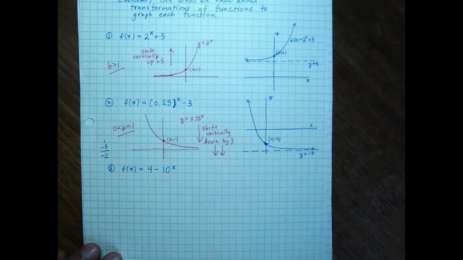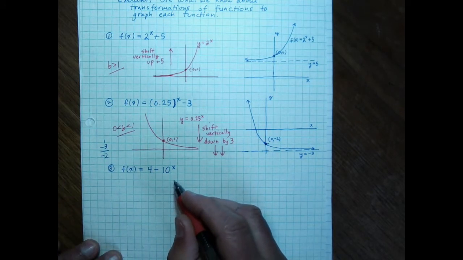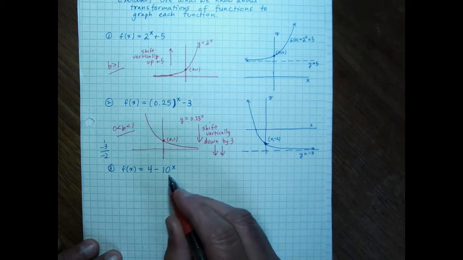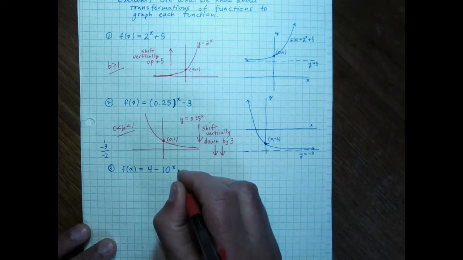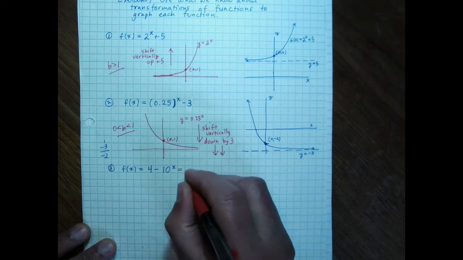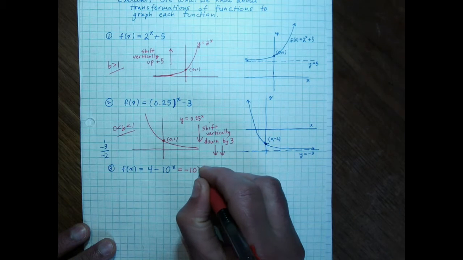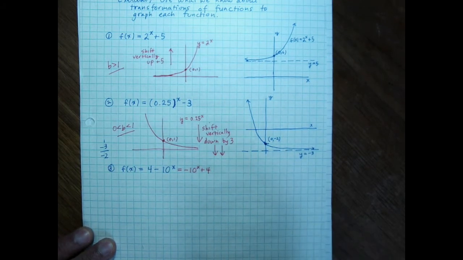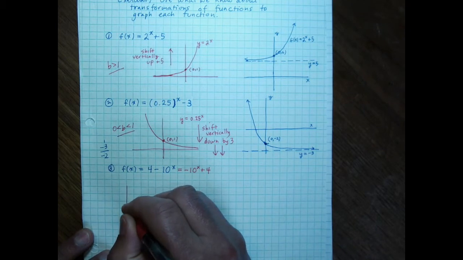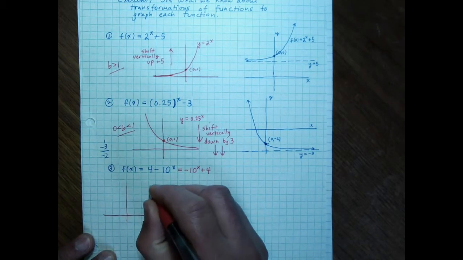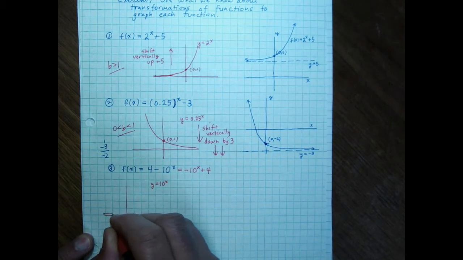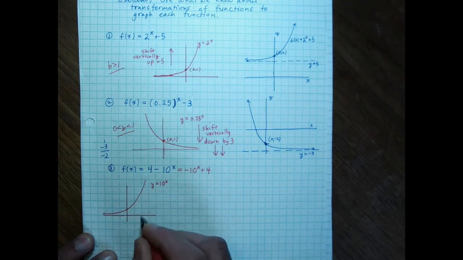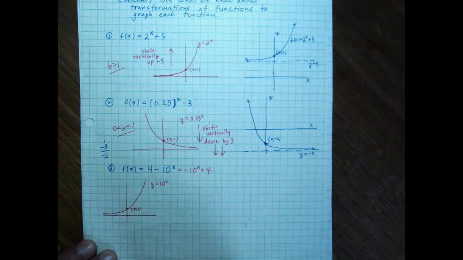Okay, number 3. So let me see. 4 minus 10 to the x. Now, do you remember how when we were graphing transformations earlier in the course, we said it's nice to think of this as negative 10 to the x plus 4. If I start out with y equals 10 to the x, that's going to be a graph like so. Base is greater than 1. Y-intercept 0, 1. So we're back to the shape of 2 to the x, sort of.